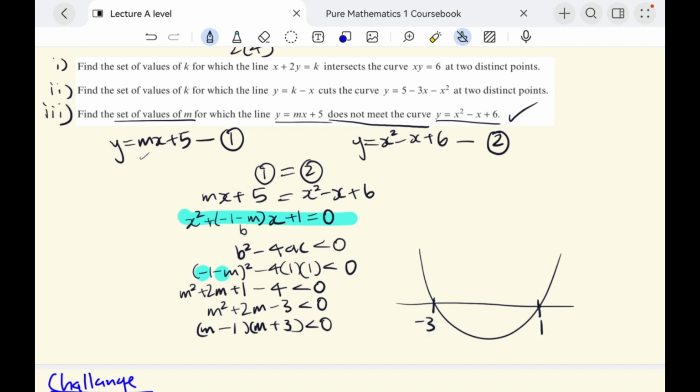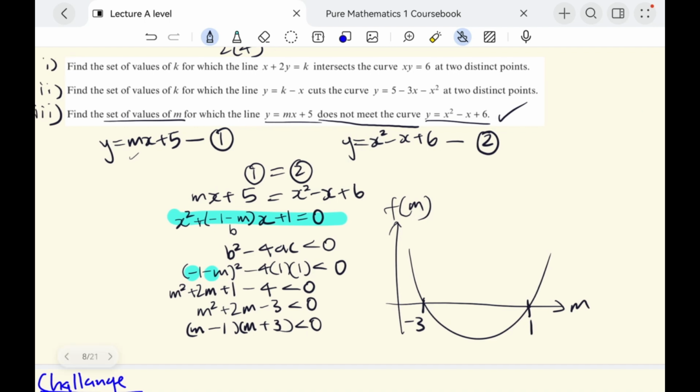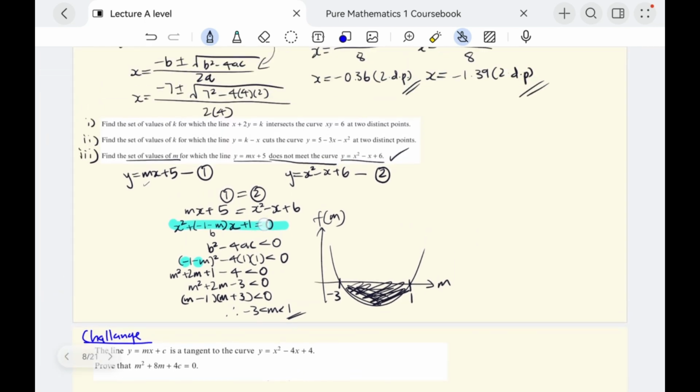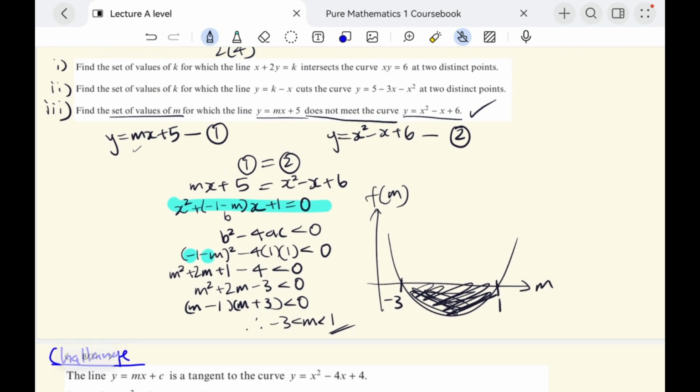So for the interval, let's say this is your m and this is your function of m, which is a quadratic function of m. So it wants you to find the set of values where your range must be in the negative interval. So your answer should be between negative 3 and 1 for the set of values of m. So this is how you give your answer for set of values. Set of values mostly is an inequality, but for this question, of course, set of values of m denotes a range or interval. Okay? So the rest of the two questions, you need to do by yourself.